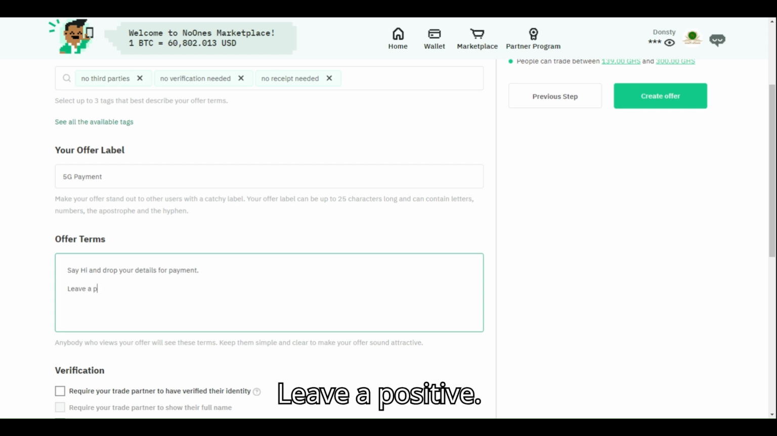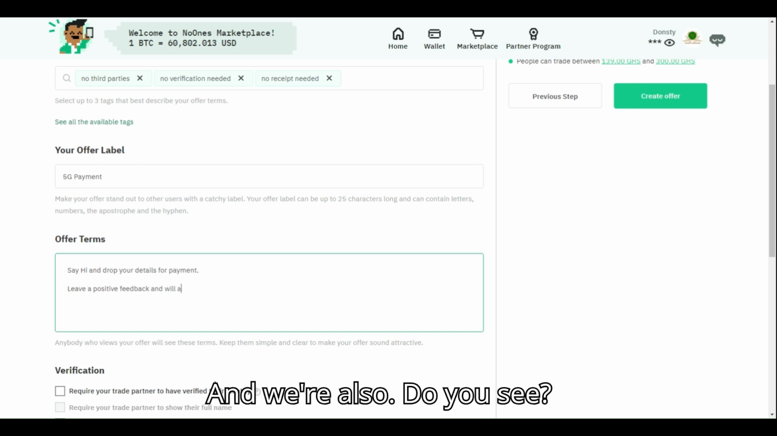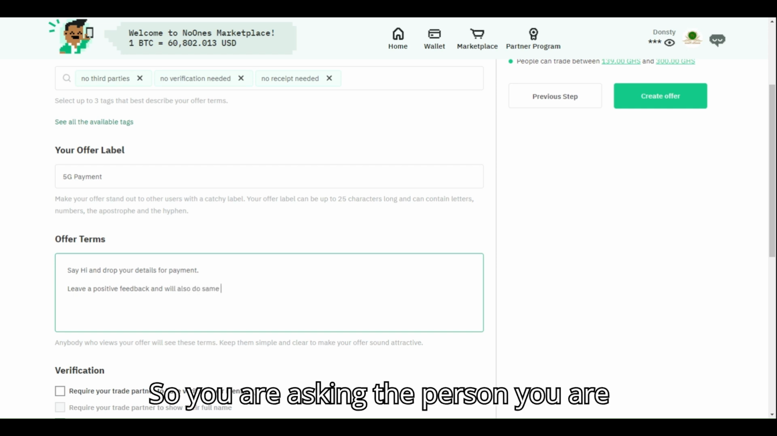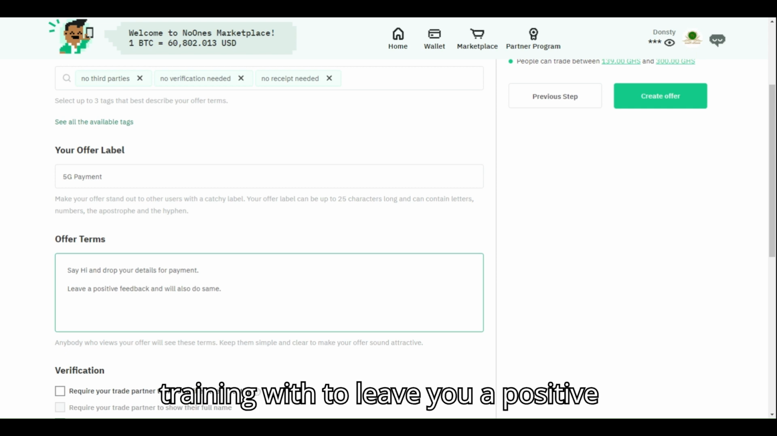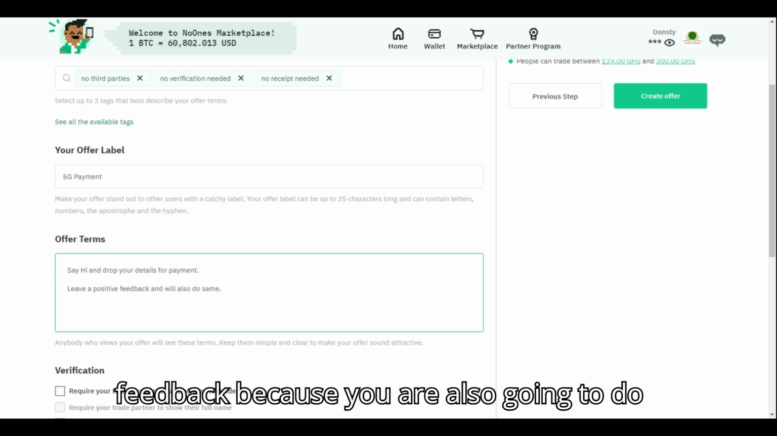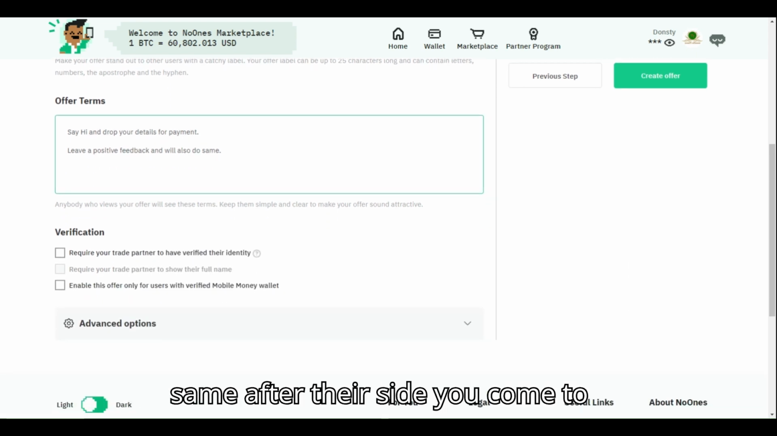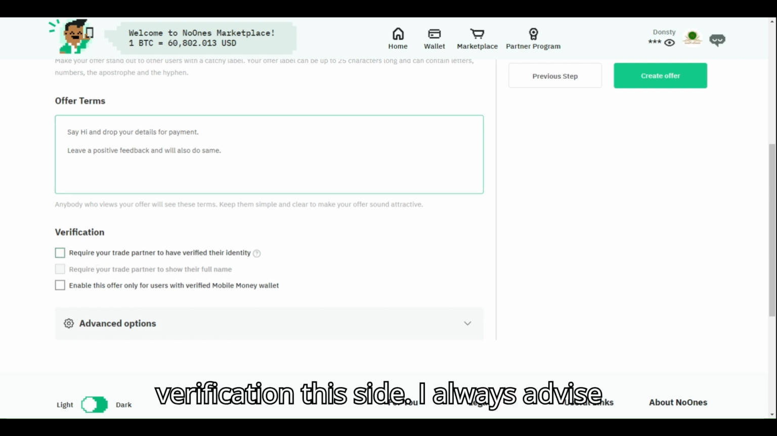Leave a positive feedback, and I will also do the same. So you are asking the person you are trading with to leave you a positive feedback, because you are also going to do the same. After this side, you come to verification.